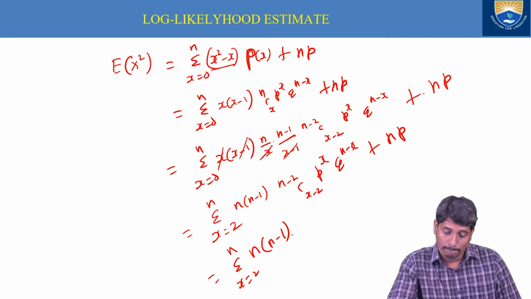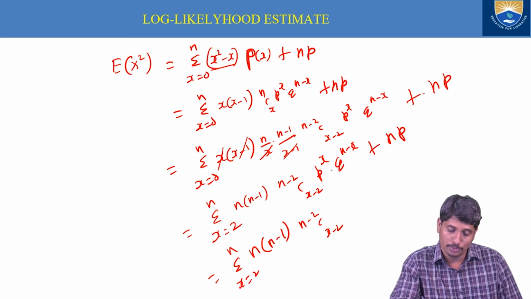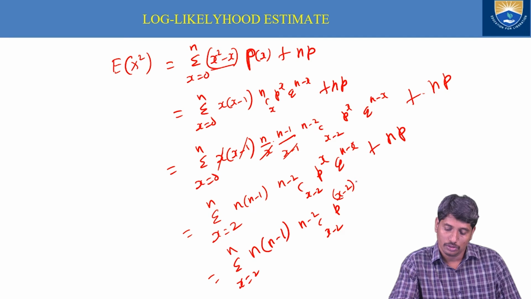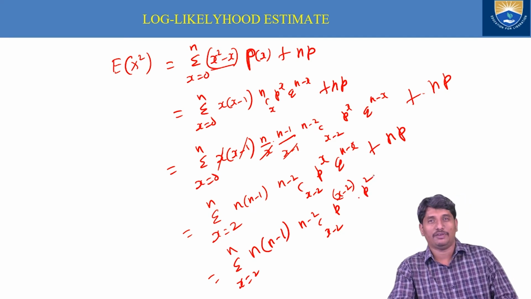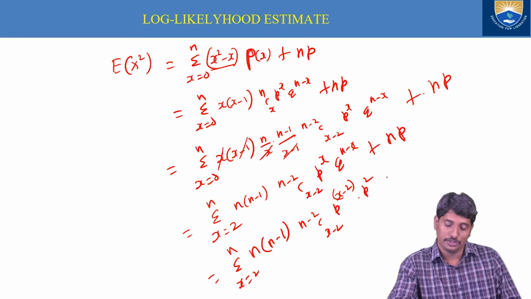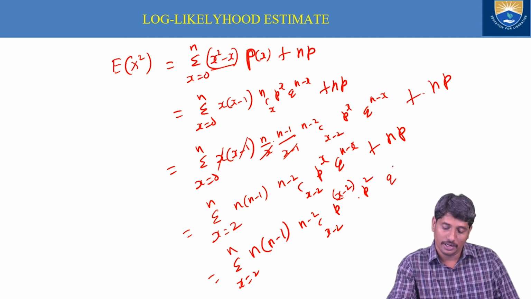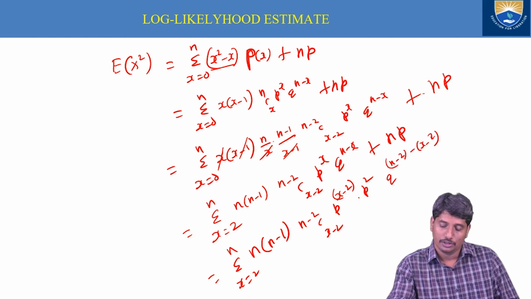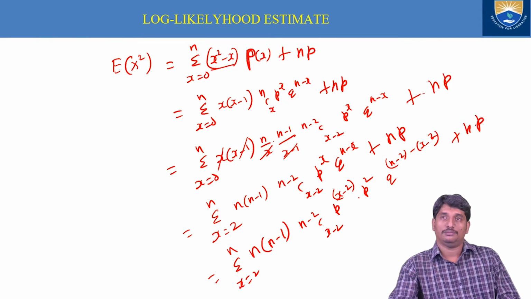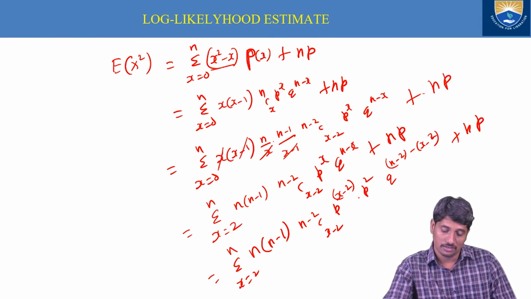Now summation x = 2 to n, n into n minus 1. I could write (n minus 2)C(x minus 2). P power x can be written as p power x minus 2 into p square. That means splitting the power p power x as p power x minus 2 times p square, and adding and subtracting 2, we will get n minus 2 minus (x minus 2), plus np will be as usual. np continues as it is.